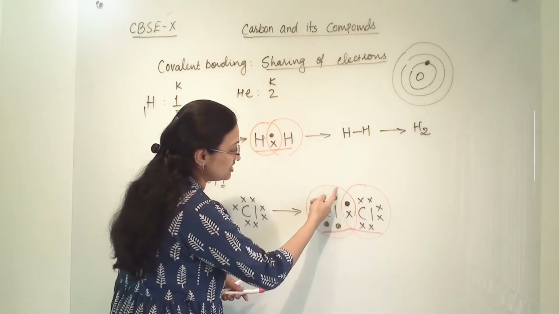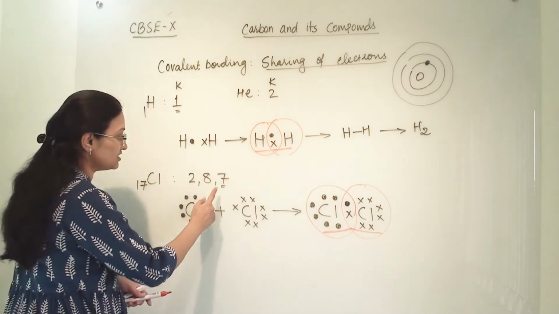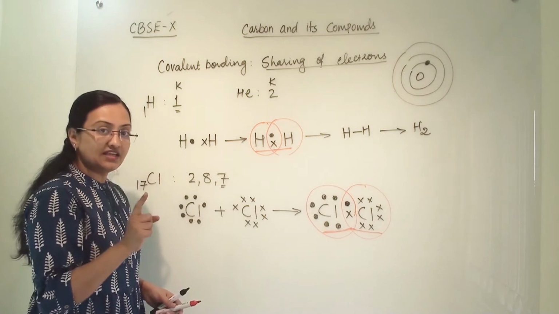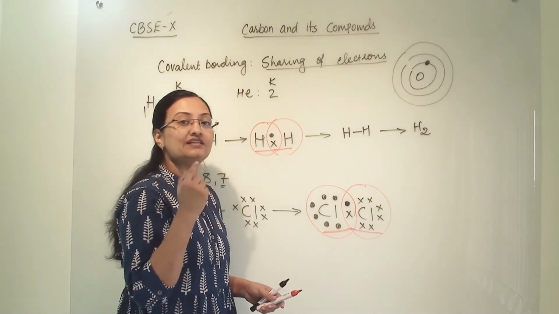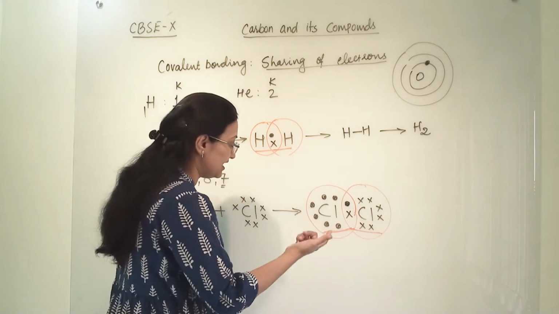If you see, this chlorine's octet is completed. What is the meaning of octet? When the last shell is completely filled with 8 electrons, the atom has completed its octet. That is what we say after it completes 8 electrons.